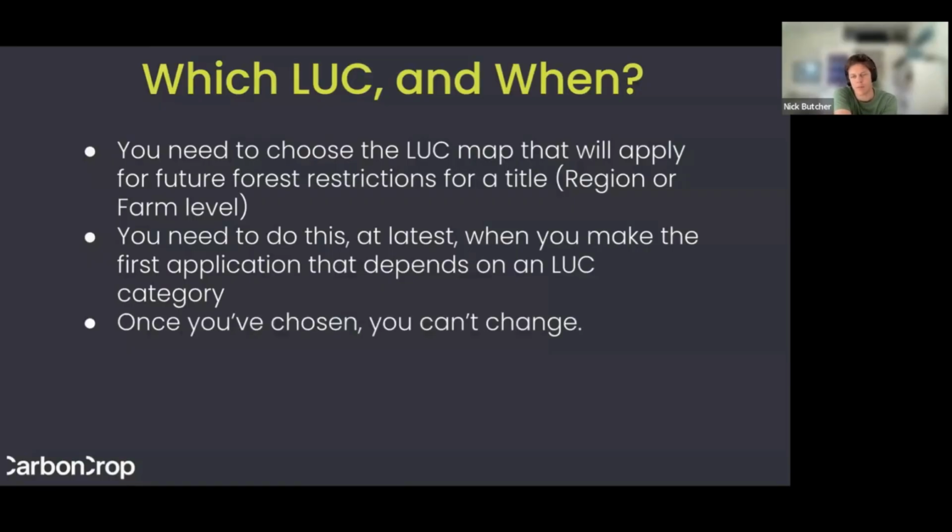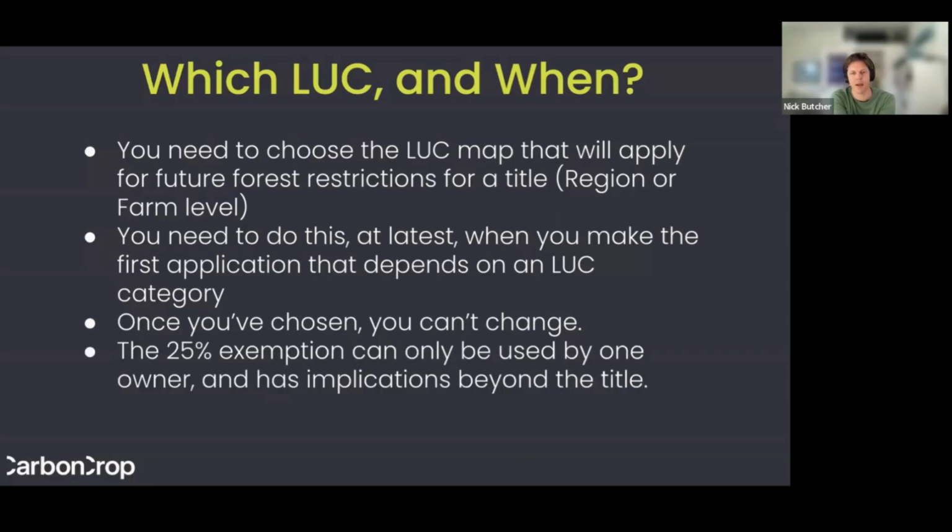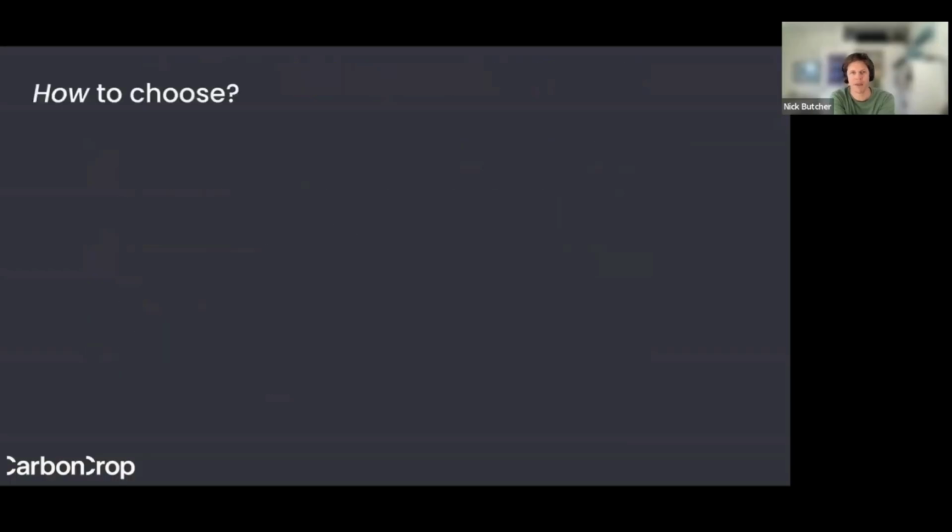Once you've chosen, basically you can't change. There's no using the regional map for one application and then the farm level map for another application and then the regional map again on a different title and mixing and matching. You have to pick one and stick with it. And this one here is really complicated, is that the 25% exemption can only be used effectively by one owner, and it has implications beyond the title because of the way it's calculated against an individual farm.